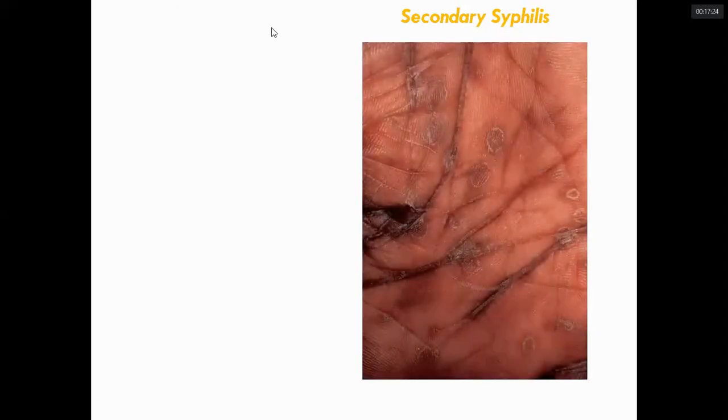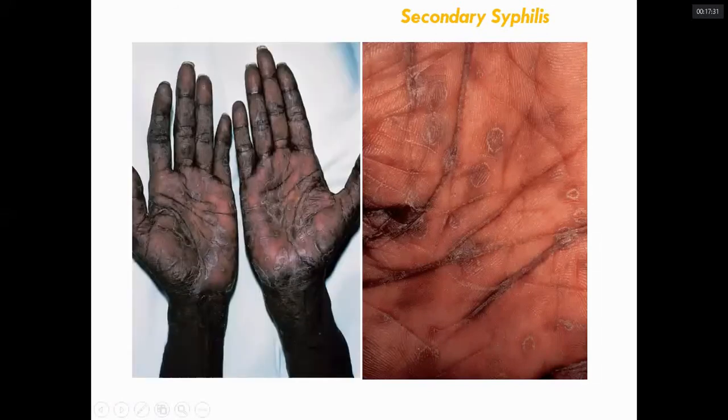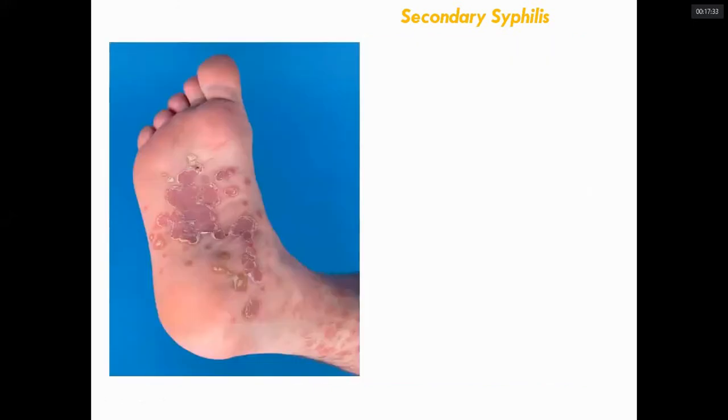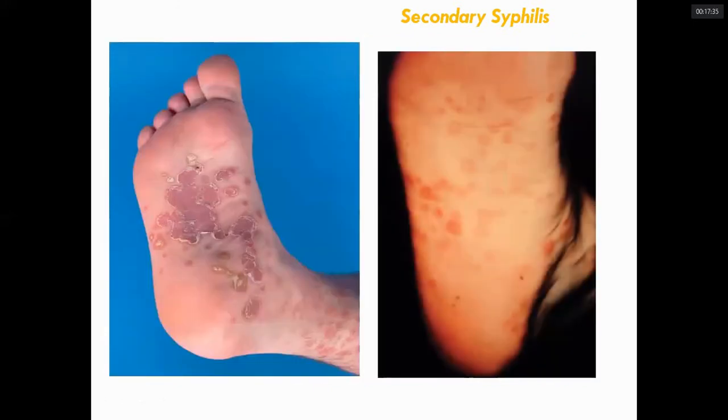These are the scaly, asymptomatic papules over the palms in case of secondary syphilis. You can see papules and plaques over the soles.